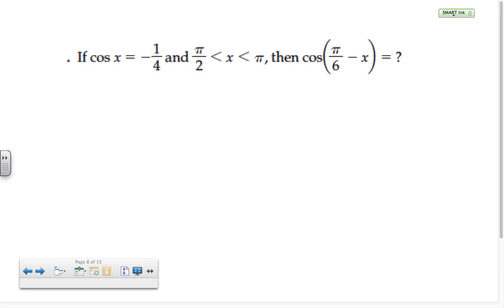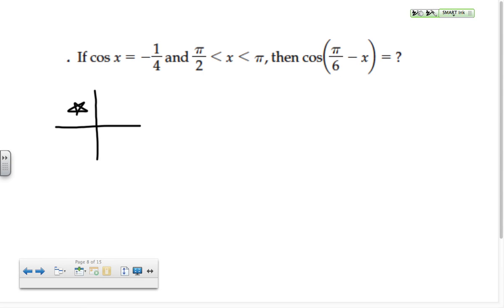So what we need to do is, it says if cosine x equals -1/4, and x is between pi over 2 and pi, which means that on my unit circle I am in this quadrant here, then the cosine of pi over 6 minus x equals what? All right, so we're going to use our rules that we learned yesterday to solve this.